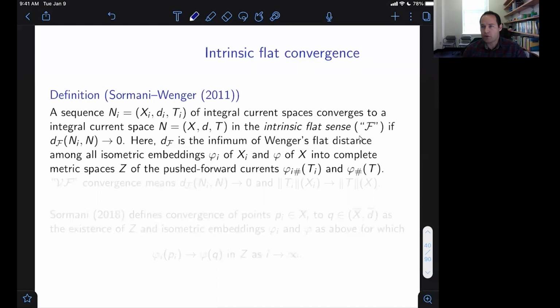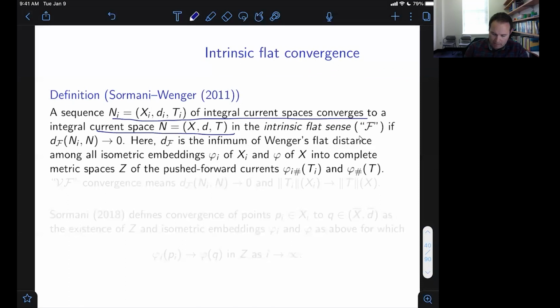Just a brief review of intrinsic flat convergence. So this is a build up to the definition of pointed intrinsic flat convergence, but just to recall some of the details here. If we have a sequence of integral current spaces, they converge to another integral current space of the same dimension in this F sense.